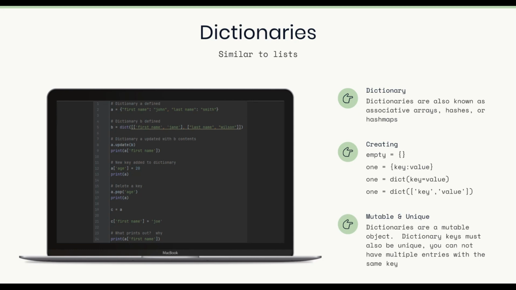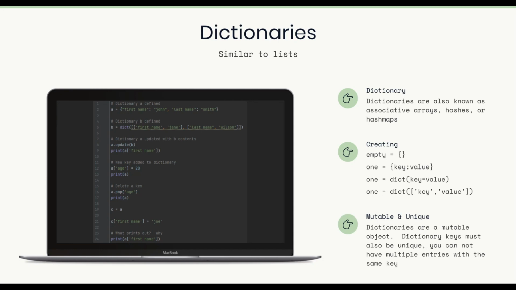On line 2 in the screenshot, we can see that we're creating a dictionary with the curly brackets, and we have two different key value pairs. We have a first name with a value and a last name with a value. And then on line 9, we print out A with the square brackets and a call to which key we want, and we put first name. What you would expect is that John would print out.